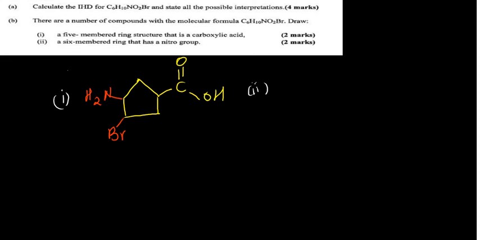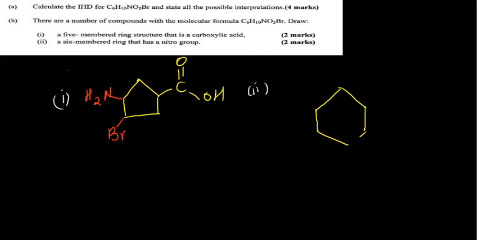We want to write a six-membered ring that has a nitro group. Okay, so let's get to write that. Six-membered ring. So one, so a six-membered ring like that.